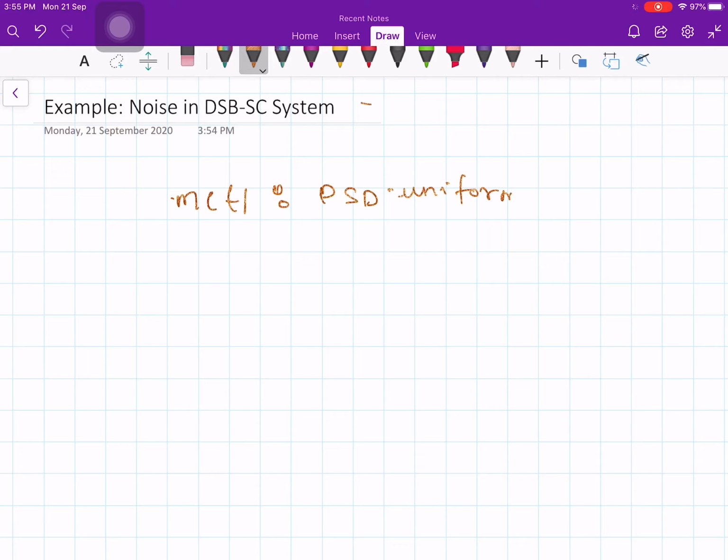As we said earlier, the message is modeled as a random waveform. The random waveform is defined in terms of a power spectral density function in the frequency domain. Let us say it has uniform power spectral density over its bandwidth, which is assumed to be 4 kilohertz.